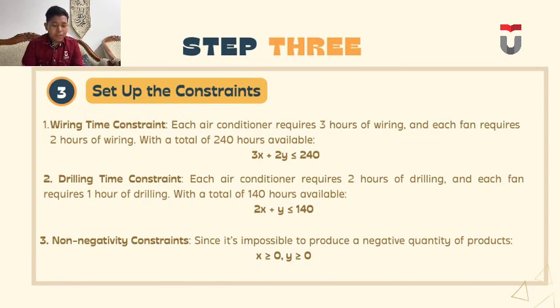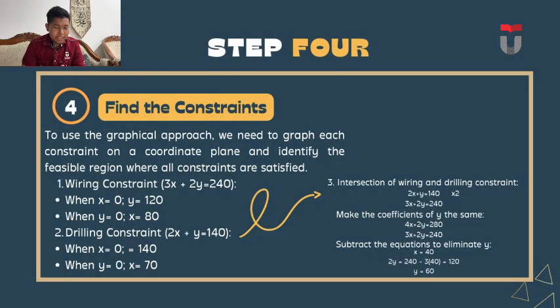Additionally, we have the non-negativity constraints, so x greater than or equal to 0 and y greater than or equal to 0. These constraints define the limits within which we'll find our solution. Next, in step 4, we plot the constraints to visualize the feasible region, where all constraints overlap. Each inequality is represented as a line on a graph. We find the x and y intercepts for each line. Then we shade the region that satisfies the inequalities. The area where all shaded regions overlap is the feasible region.